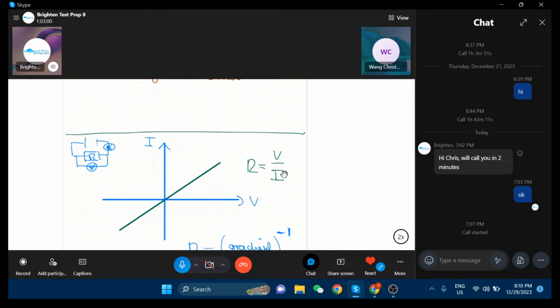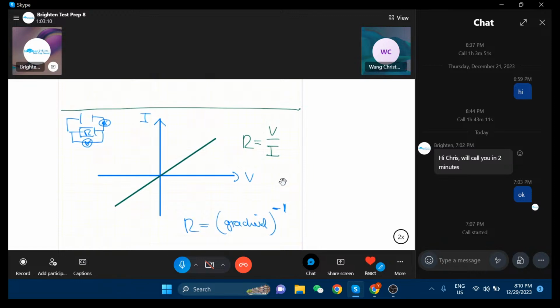So why do you think we typically draw it like that, Chris? So that we say I over V, although R is V over I. But from a practical point, we rather draw it like this one. Why does that make sense? So if the resistance increases, then it wouldn't go up; it will go to the side.